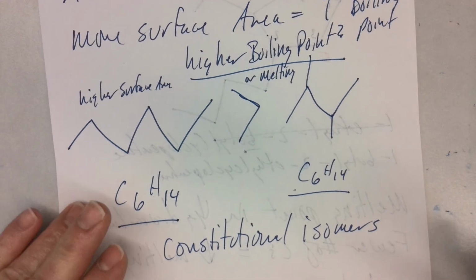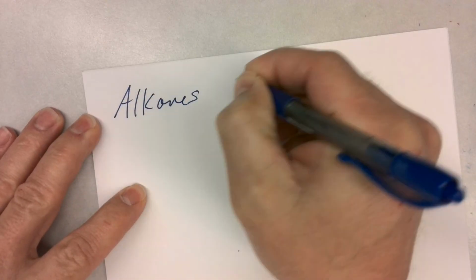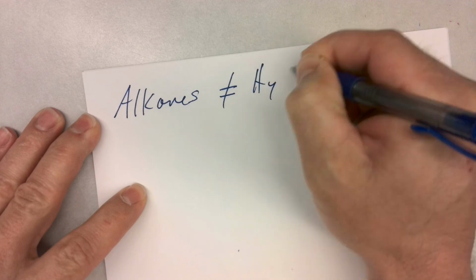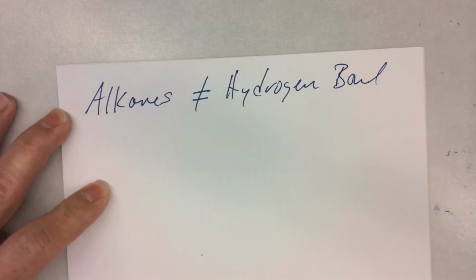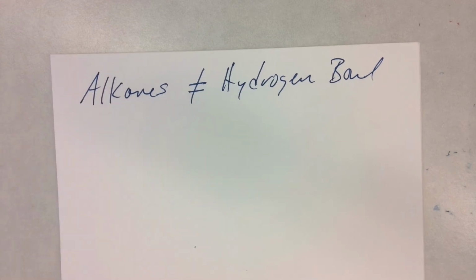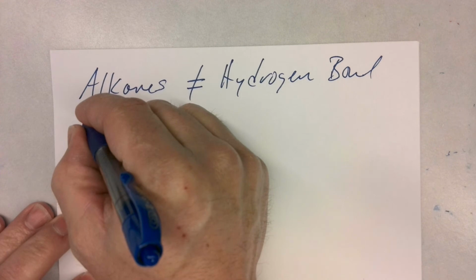Nobody? Alrighty, now, here is my next thing. And if you go back on my notes, you'll notice I've written this down. Alkanes do not hydrogen bond. Anybody know why that is? Again, that's an actual question. Because they're only carbon bonds. Exactly. All I've got is a hydrocarbon, right?